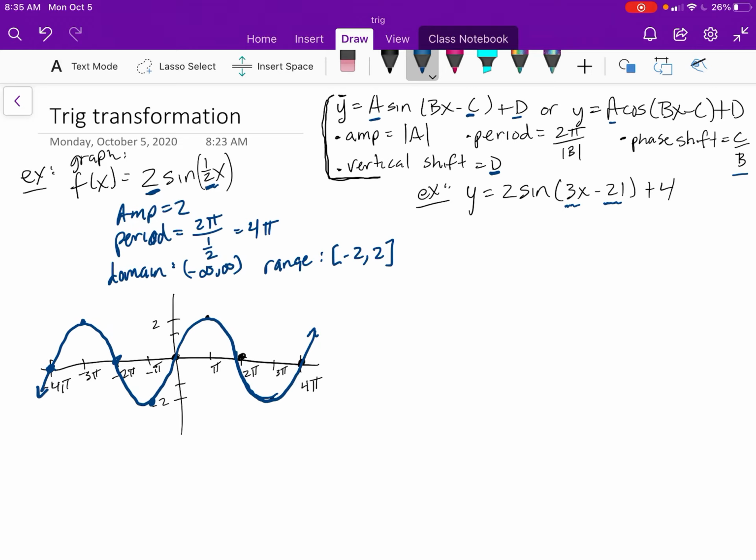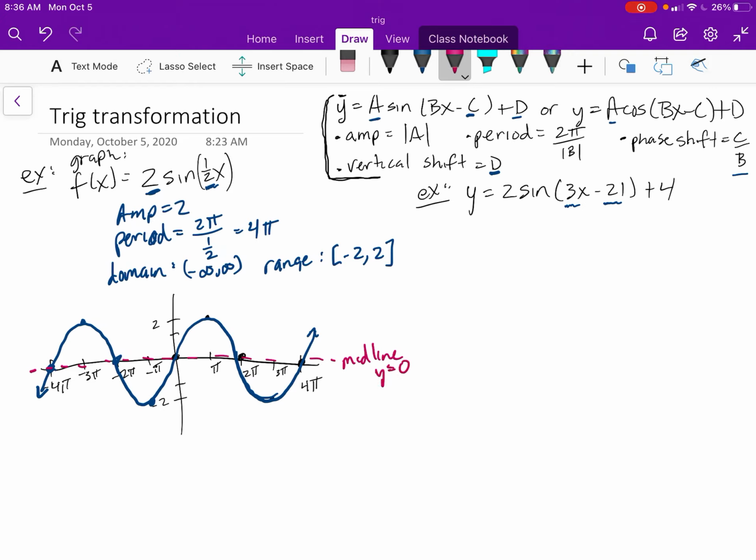Let's see. Oh, maybe the midline. We might want the midline. We have the maxes and the mins. We stated the domain and range. We found the amplitude, period. Yeah, so the midline is simply, this didn't have a vertical shift, right? So here's our midline there. We could give that an equation, just y equals 0.